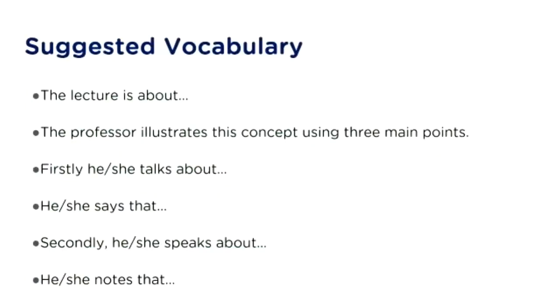Some suggested vocabulary for this task. The lecture is about. The professor illustrates this concept using 3 main points. Firstly, he or she, depending on if it's male or female, talks about. He or she says that. To introduce your details. Secondly, he or she speaks about, and then he or she notes that. And then you can say thirdly or finally, the lecturer discusses, and then the third and final point. So these kinds of phrases will help you to stay on track in your response.